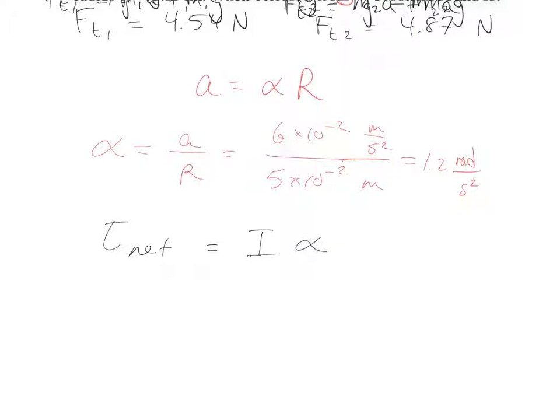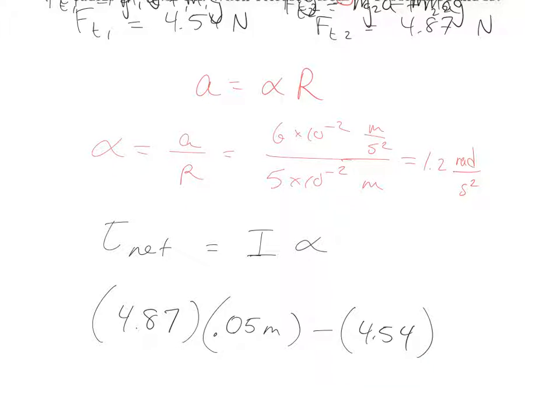And then 4.87. So 4.87 is tension 2 times the actual distance from the center, 0.05 meters, minus 4.54, which was tension 1, times 0.05. I shouldn't even put units if I'm not going to put them in one spot. I can't put them anywhere else. You could factor out, obviously, that lever arm since 0.05 is the same for both. And that equals I times 1.2.